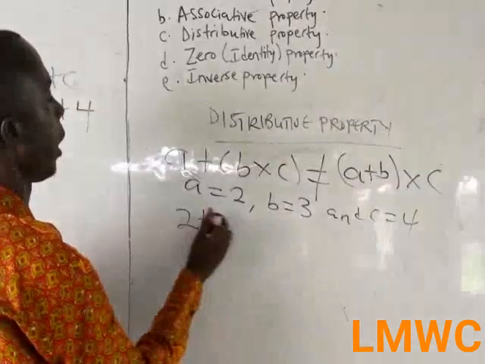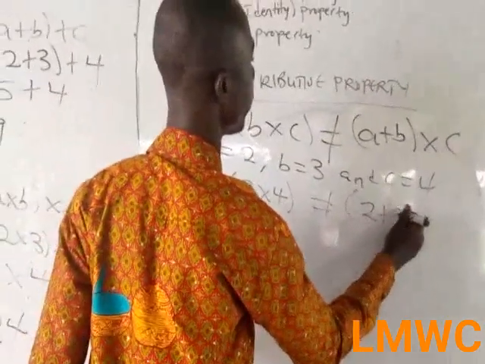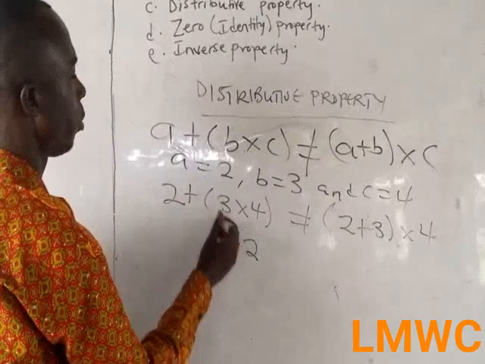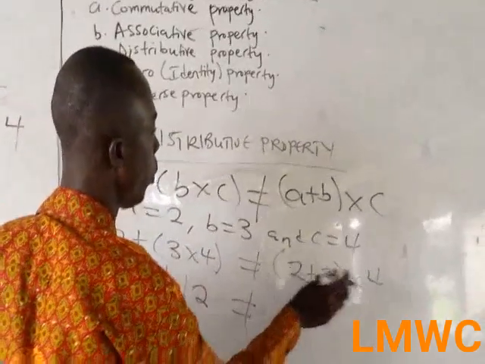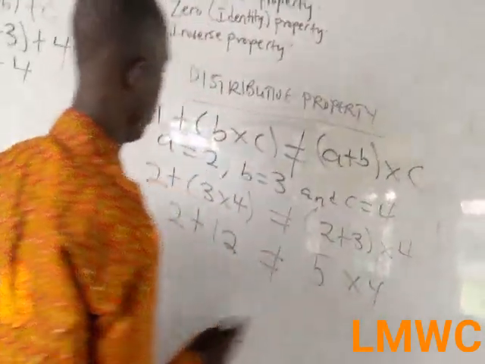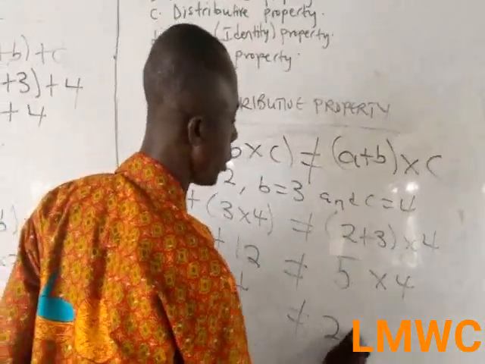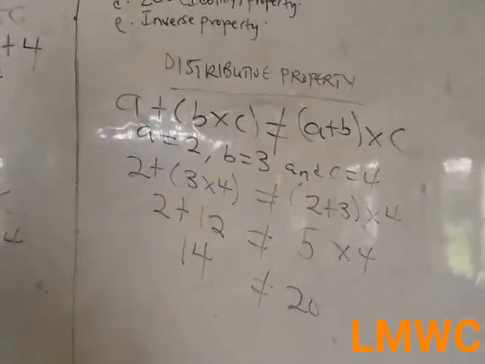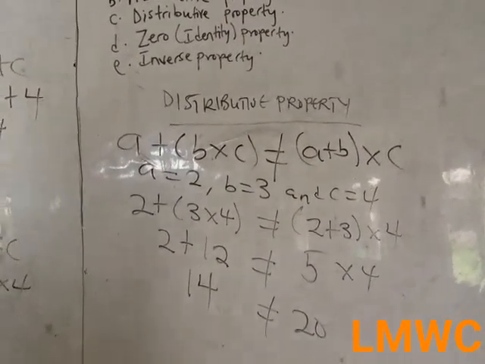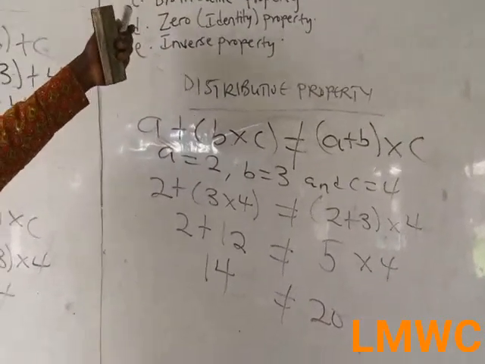So we have 2 plus 3 times 4. So 3 times 4 is what? 12 plus 2. 2 plus 3 is what? 6 times 4. So 2 plus 3 is 5. So 2 plus 12 we are having 14. 5 times 4 we are having what? 20. So you see it's not equal. It's not what? Equal. This is not equal. This is distributive property under integers. That's properties of integers.